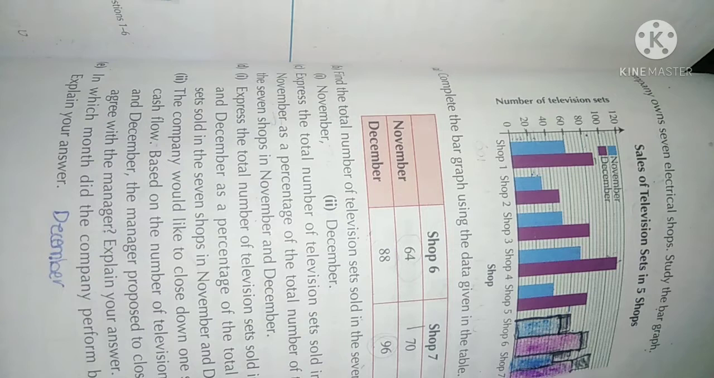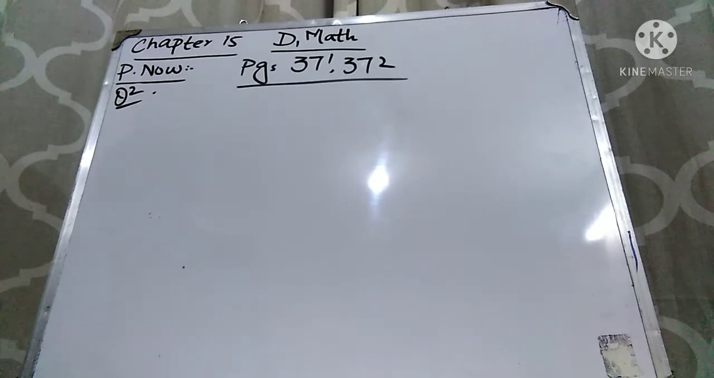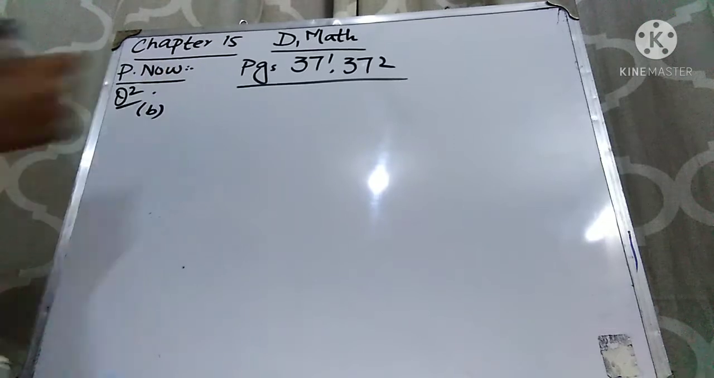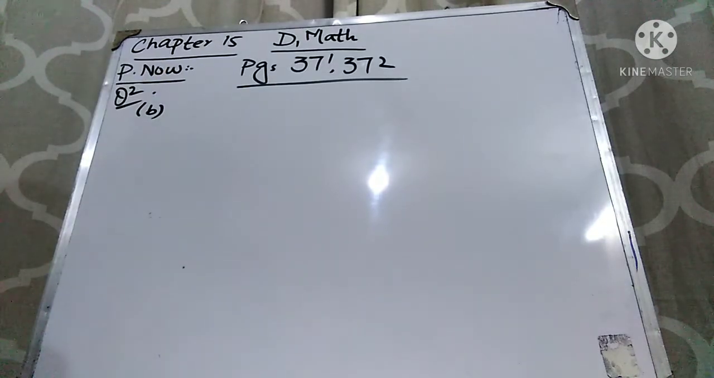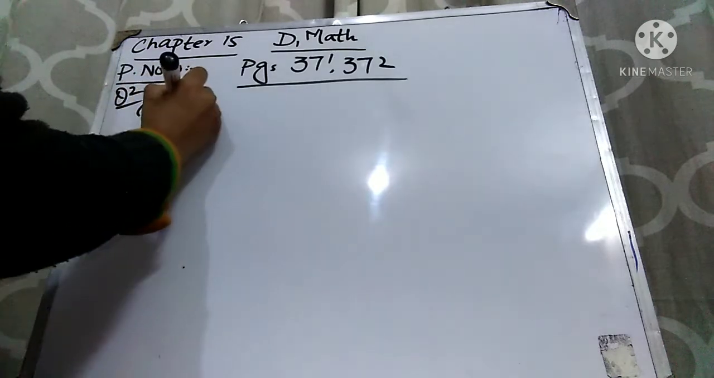Now let's come to the next question. Okay, now let's come to question 2. I have explained part A, that we have completed the bar. Now let's come to part B, and part B is: find the total number of television sets sold in the 7 shops in November and December. So first we will find out the total number of TV sets sold in November.